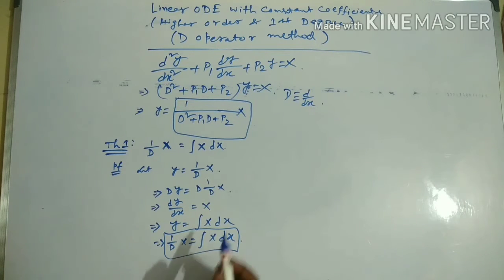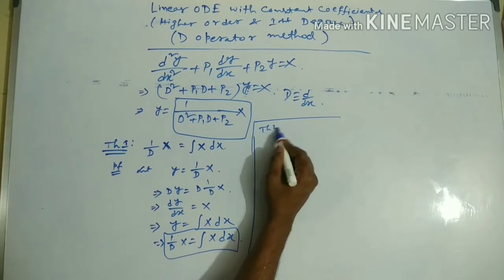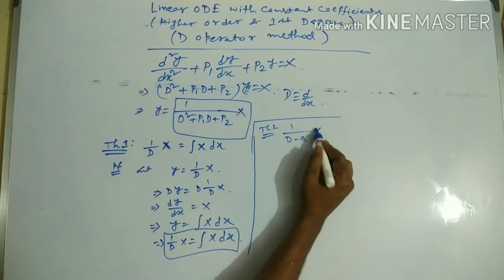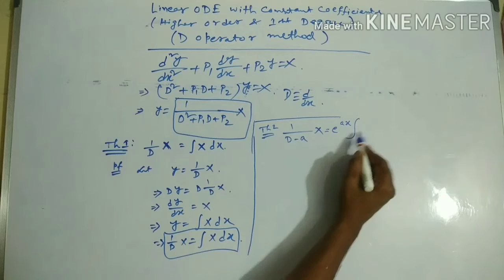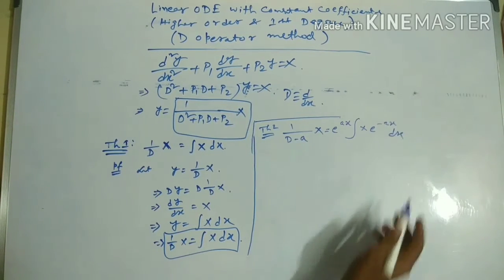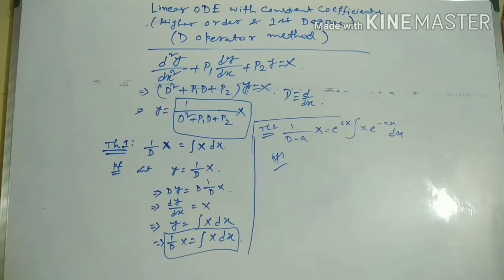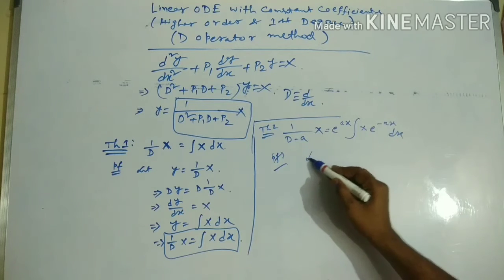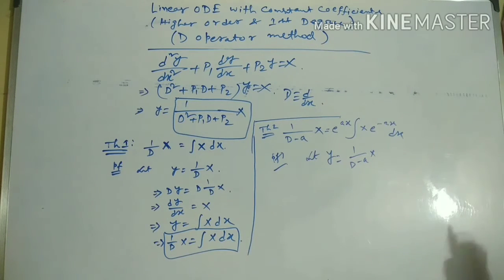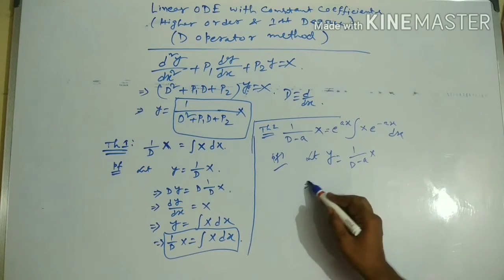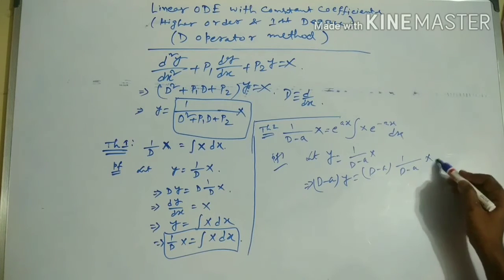Now the next theorem, theorem 2: 1 by D minus a operating on capital X is equal to e to the power ax times the integration of capital X e to the power minus ax dx. I'll prove this now. 1 by D minus a operating on capital X, I am assuming this is equal to y. Let y equal to 1 by D minus a operating on capital X. Now we are operating by D minus a on both sides: D minus a, 1 by D minus a operating on capital X.